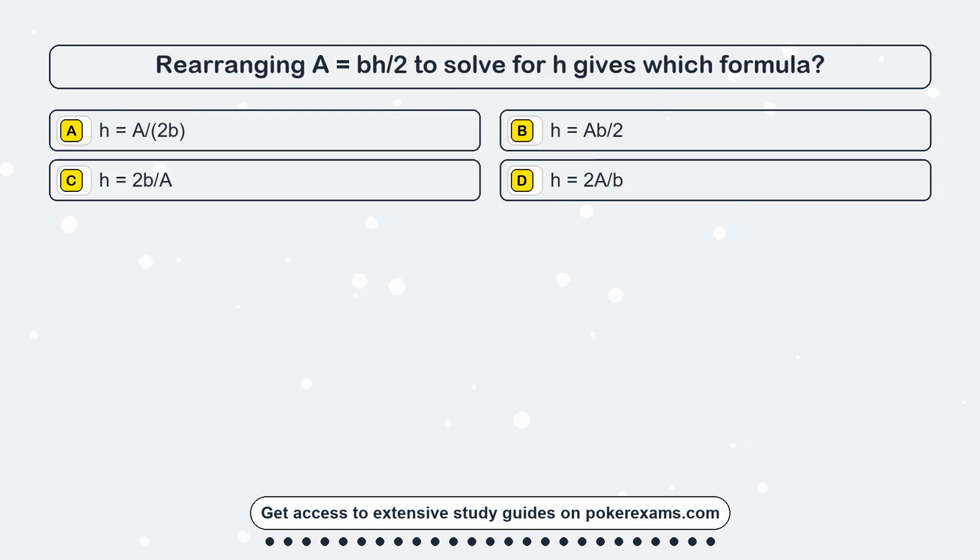Question 11. Rearranging A equals BH/2 to solve for H gives which formula? Option A, H equals A/2B. Option B, H equals AB/2. Option C, H equals 2B/A. Option D, H equals 2A/B.